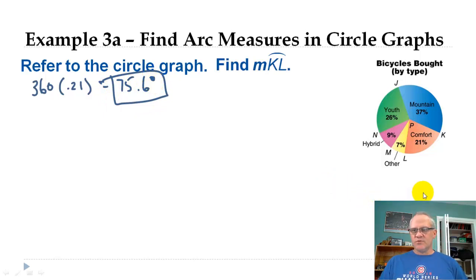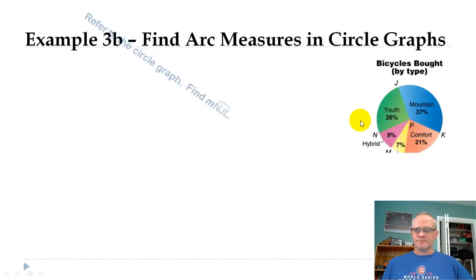Okay, so we could do the same thing for any of these other ones. If we wanted to find JK, we just take 360 times 0.37, and that would tell us how many degrees. So times 0.26 would tell us this one, times 0.09 would give us that one, and times 0.07 would give us that one. So whatever we need to do, we just take the decimal form of that percentage times 360 and that tells us how many degrees.